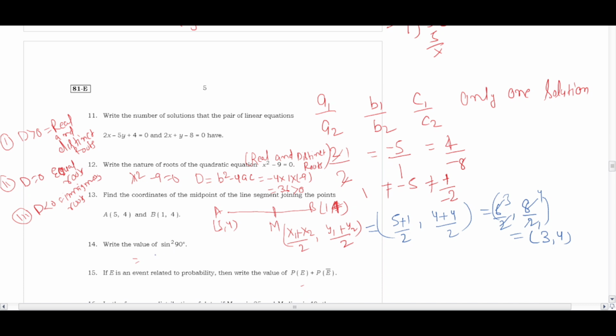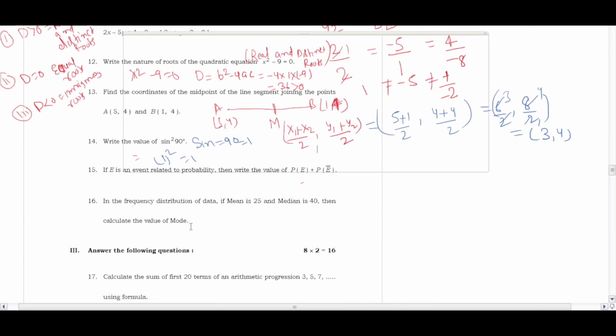Here, 14 number question. Sin square 90 degrees value. Sin 90 value is 1. Then 1 square value is 1. Okay. Then what is the event related to probability? Probability of an event plus probability of not event always equals 1. Answer is probability of E plus probability of E not equals 1.